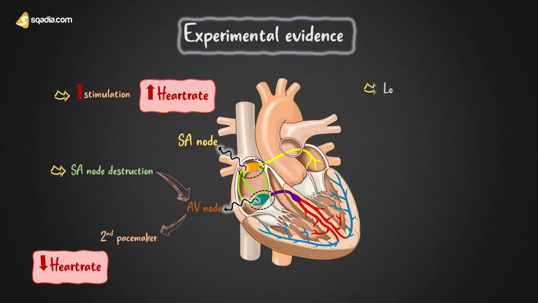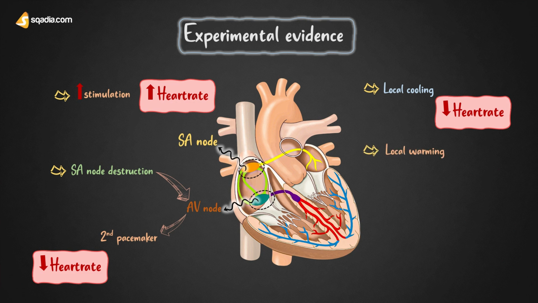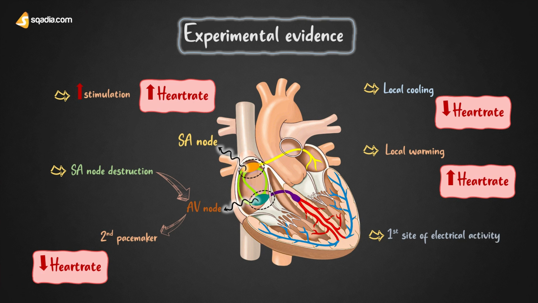Third, the local cooling of the SA node decreases the heart rate, while local warming of the SA node increases the heart rate. And lastly, the electrical activity starts first in the SA node, proving it is the actual and prime pacemaker of the heart. So this was all.